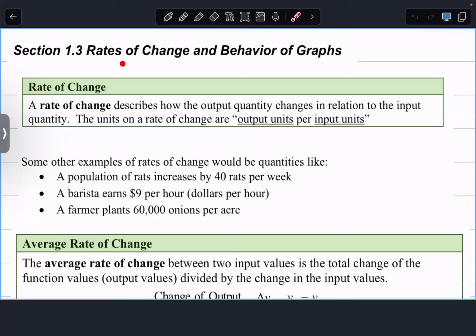Rates of change and behavior of graphs. Has anyone taken calculus? Calculus, yeah, nice. So then you'll know rates of change. Rates of change are very important in calculus, and we're just going to touch in on it. We're not going to do any calculus, but kind of building up to the concepts. And so a rate of change describes how the output quantity, so the y, changes in relation to the input quantity, so the x. So how fast are you increasing or decreasing? And visually, what does that look like?